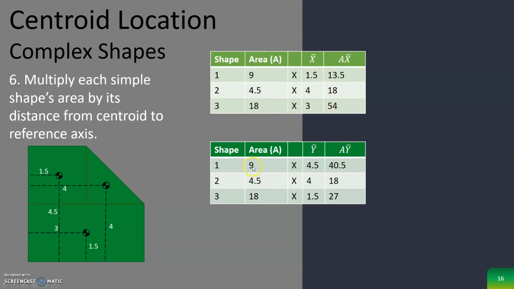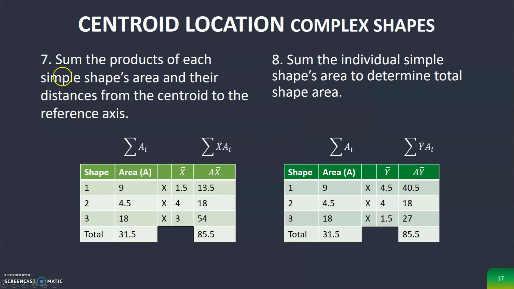We do the same thing again. The areas stay the same because it's the same triangles, rectangles, and squares, but the distances are different. Then we sum up those. We add them all together. So we just sum up all our area, and we sum up all the summation, or the products, of our x times our area. And we do that again for our x and our y's.